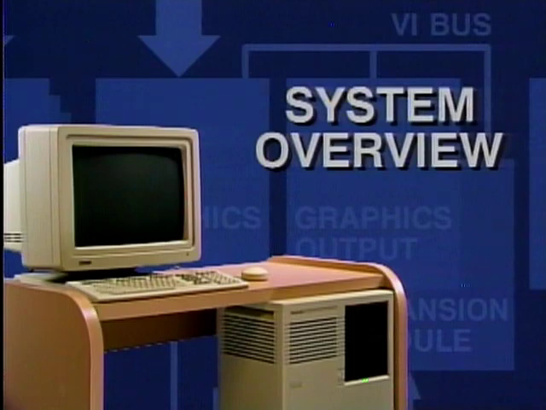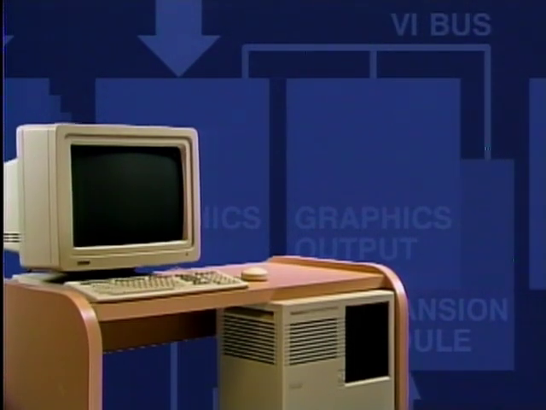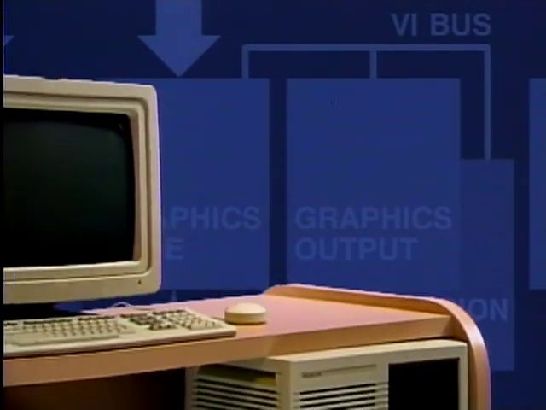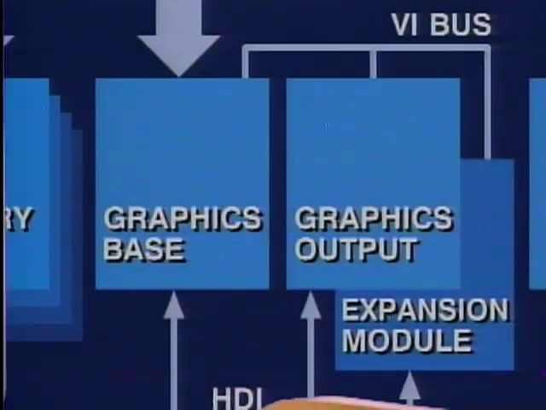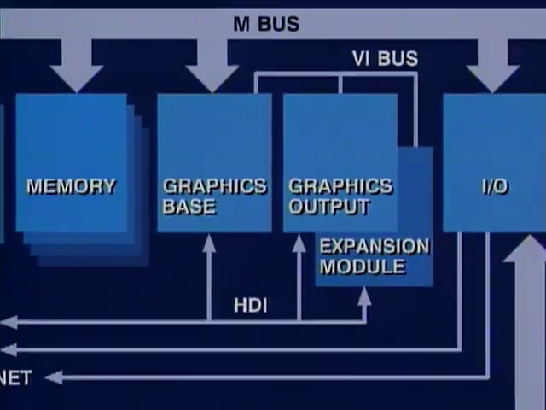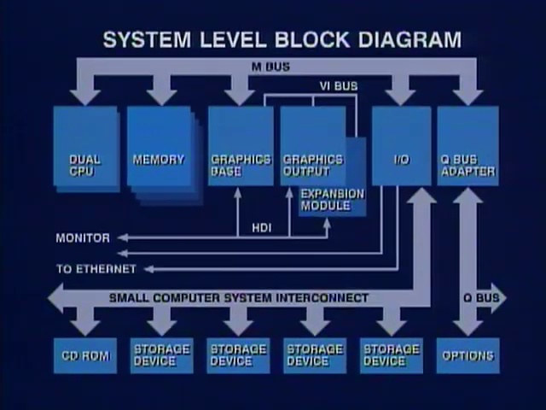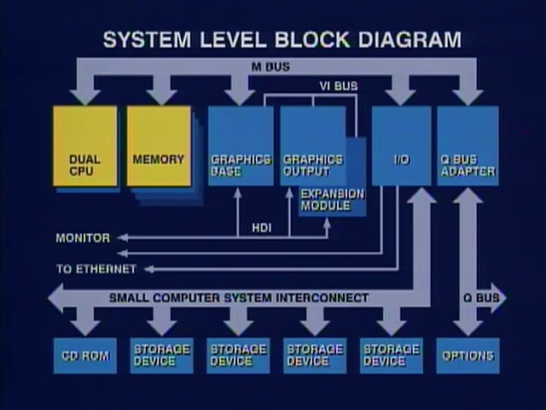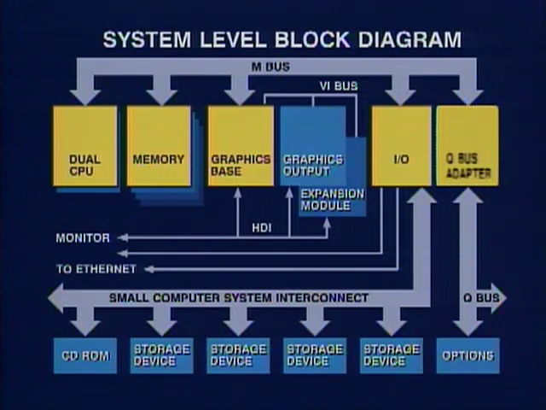In this lesson, we'll discuss the system as a whole. It will help you to understand how the major subassemblies work together. This is a block diagram of the VAXstation 3520-3540 workstation. This diagram shows all available options. In reality, all of these options could never be installed in the same system box due to the physical restrictions of the backplane. The CPUs, memory, graphics base module, I/O, and QBus adapter communicate through the M-bus.